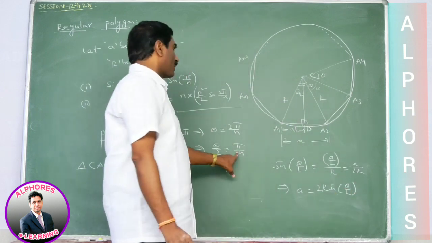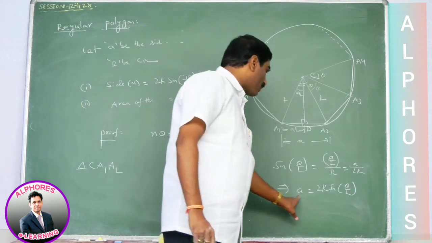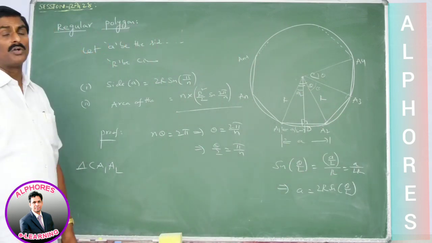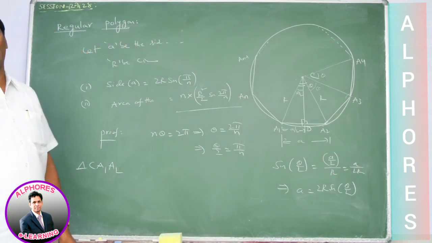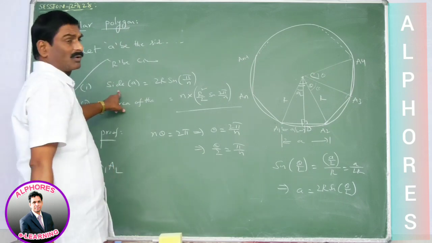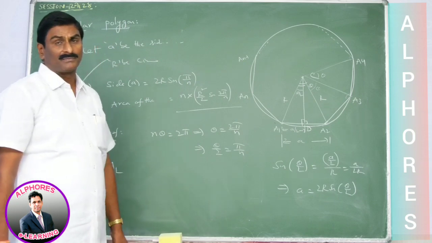But theta by 2 is equal to pi by n. Therefore, side a is equal to 2R into sine pi by n. It is proved. The first one is proved.